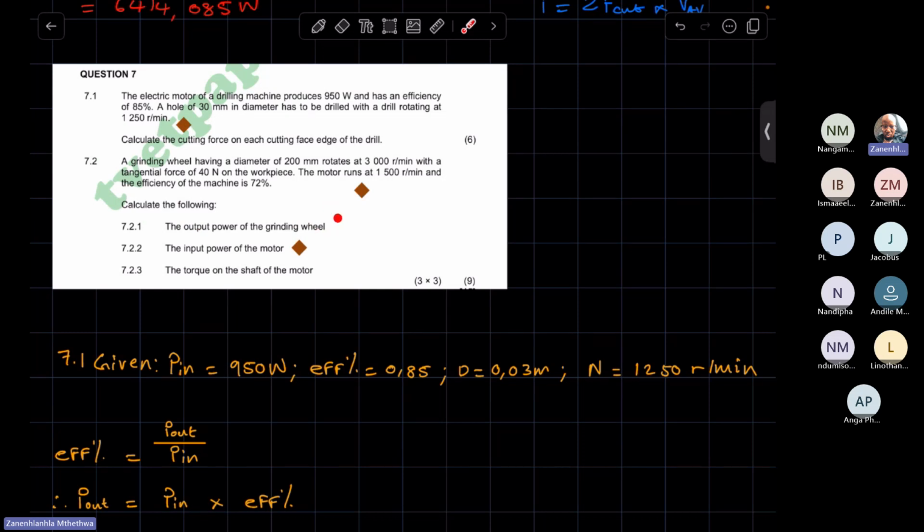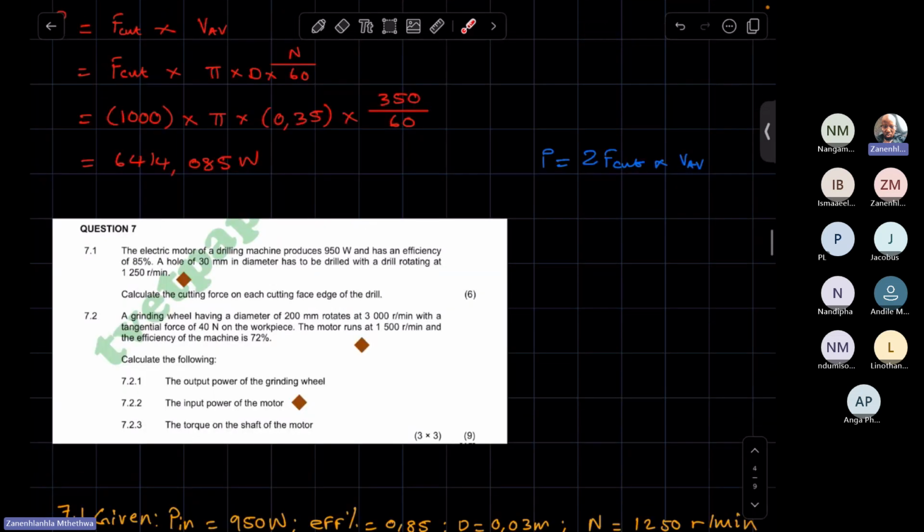Once you have that, you've been told that the machine is not 100% efficient. So you use the formula for efficiency to calculate the input power. Once you have the input power, you then calculate the torque on the shaft of the motor. We know that the motor is where we get our input power. So using the input power as well as the rotational frequency of the motor, which we've been given, they said the motor runs at 1,500 revolves per minute, from the formula of power expressed in terms of torque and rotational frequency, we will be able to get the torque.